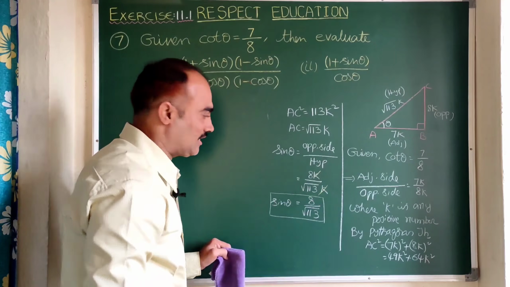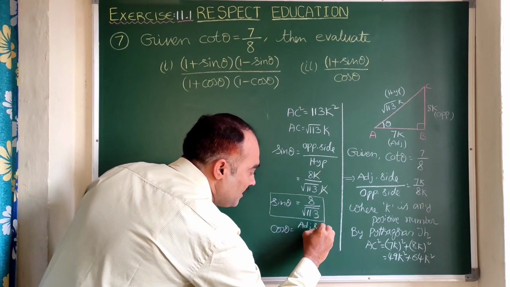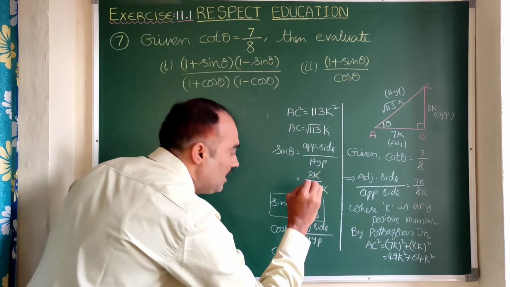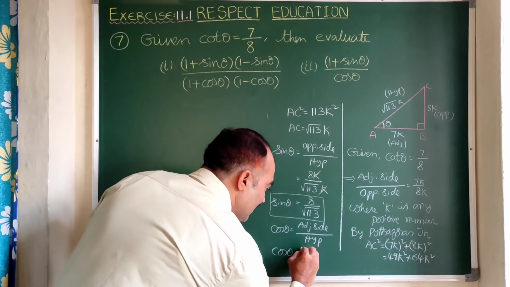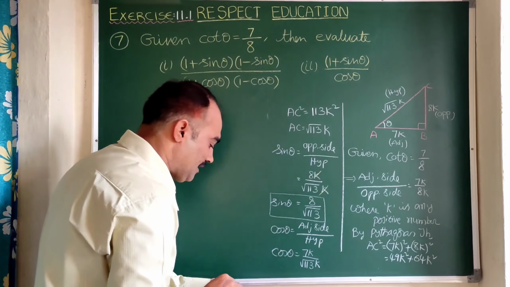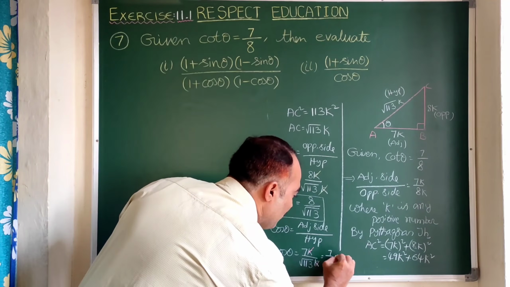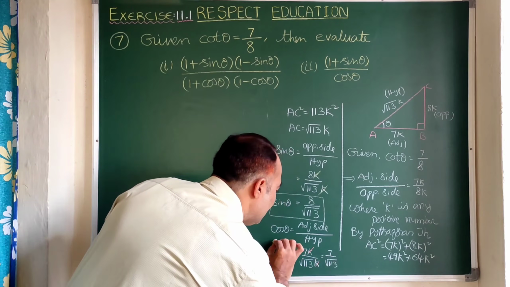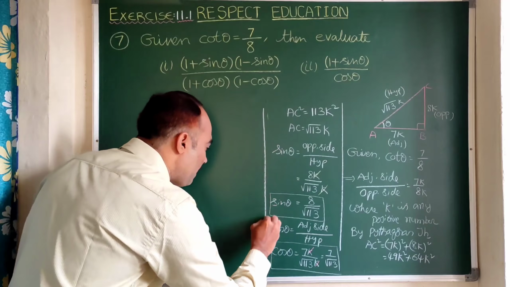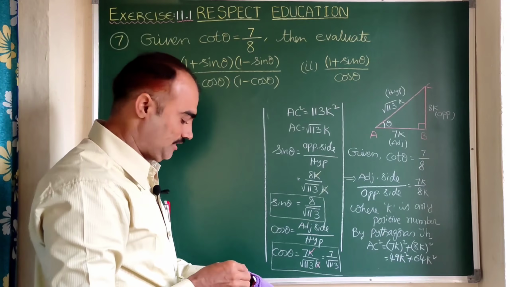Next what else? Cos theta is required. So here cos theta is equal to adjacent side to theta by hypotenuse. So cos theta will be, what is adjacent side? 7k by under root 113k. So let us cancel k and k. So here cos theta is 7 by under root 113. So cos theta value is also ready. Now we are going to find the values of first bit and second bit.